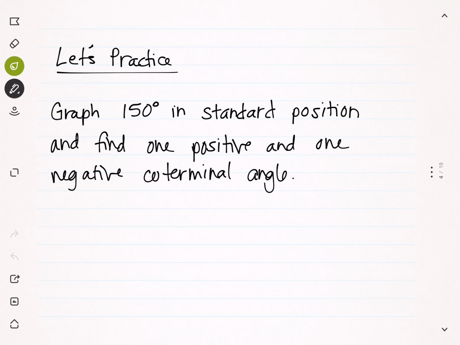So I want you to practice one now. I want you to graph the angle 150 degrees in what we call standard position, so on the XY axis, and I want you to find one positive and one negative coterminal angle. So go ahead and pause the video, and when you're done and you're ready to go over the answer, you can press play and resume playing, and we'll go over the problem.